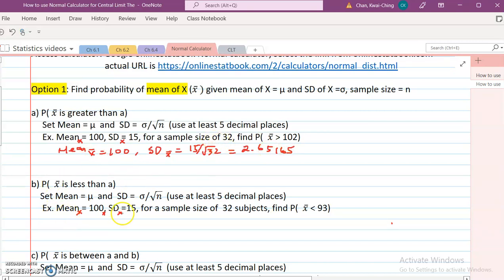Now this is valid for all of these, because in examples B, C, D, they have the same mean of X and the same sigma of X. So we'll use the same thing again and again. Now to find the probability of X bar greater than 102, we will set this up and then use above, right? Set above and then recalculate and get the answer.